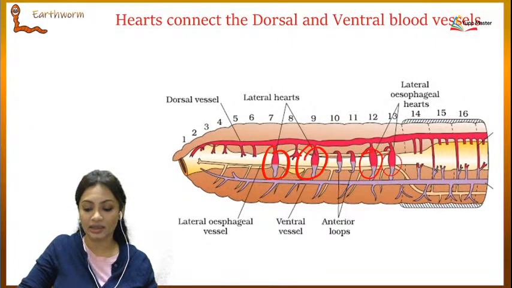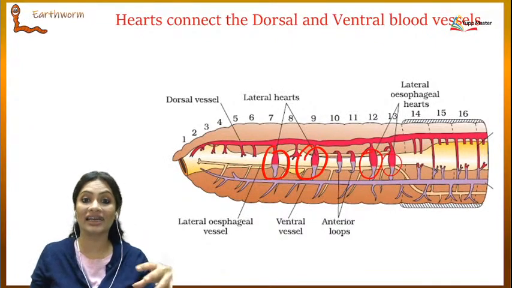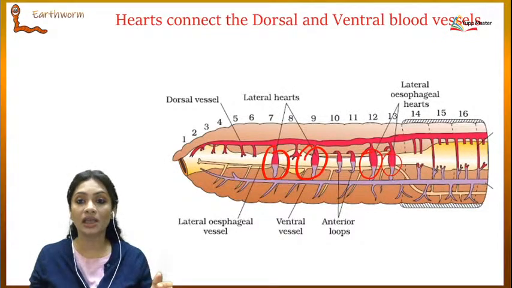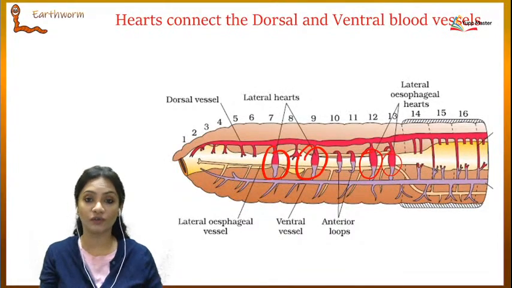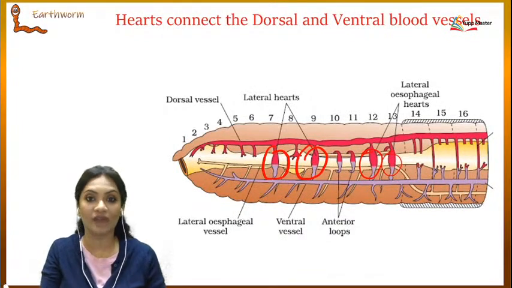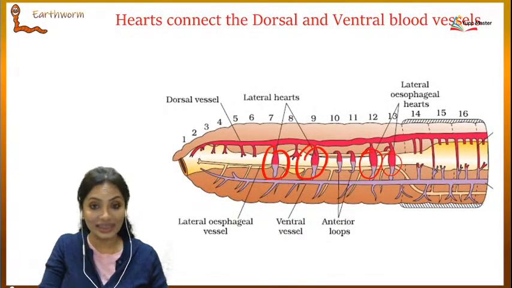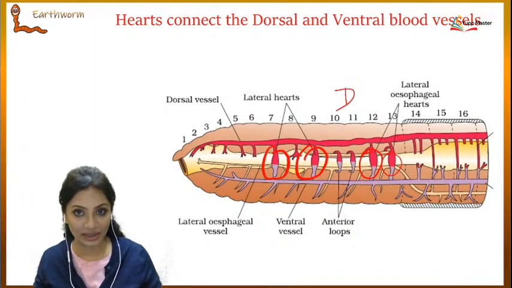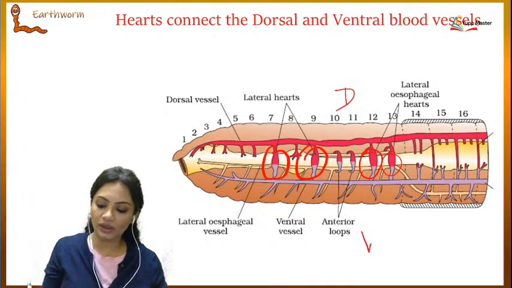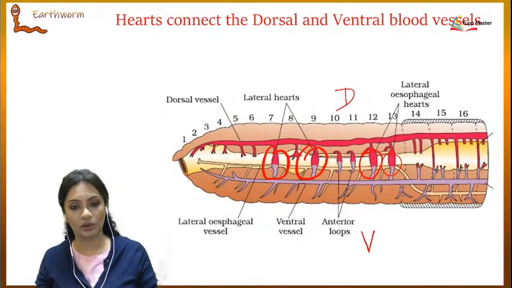So these hearts are the ones which are going to be connecting the dorsal and the ventral. Now coming to these terms, dorsal. First of all, let's identify these dorsal and ventral parts here, okay. First, in this diagram over here, we have the top side here. This is our dorsal side of the earthworm, and below here, this is our ventral side, okay.